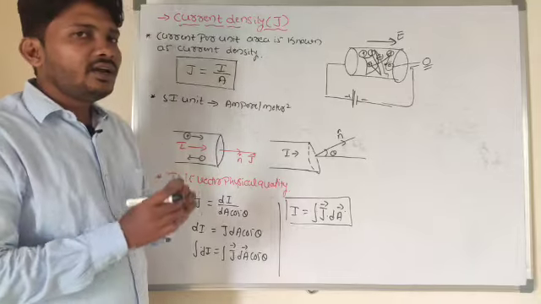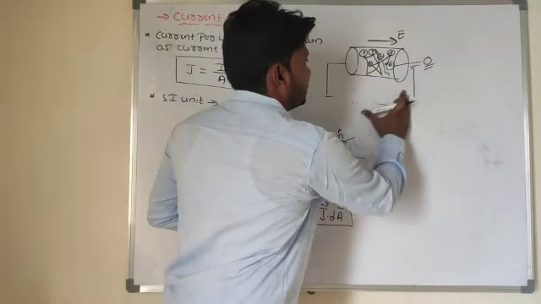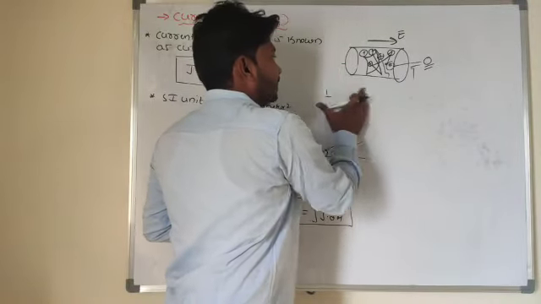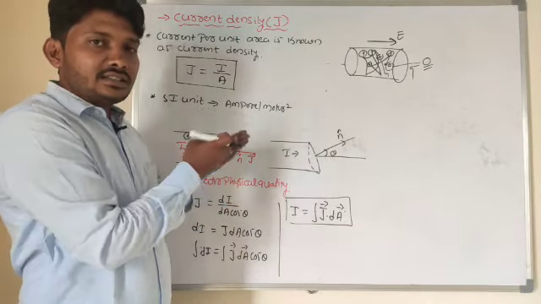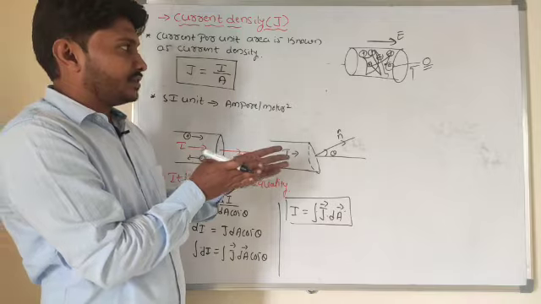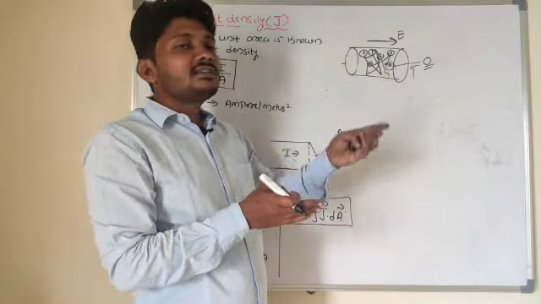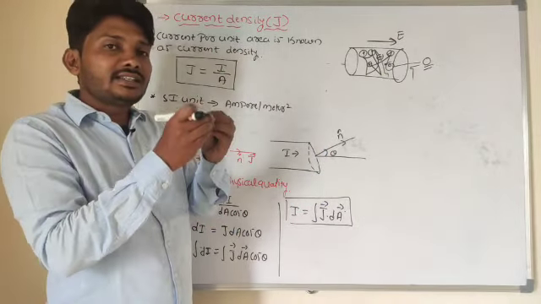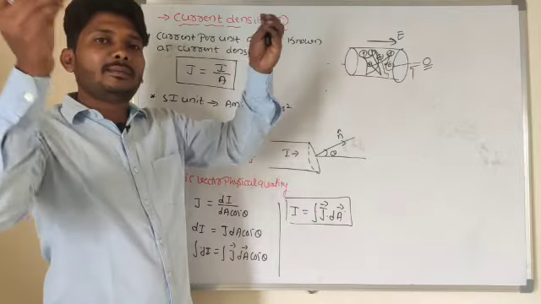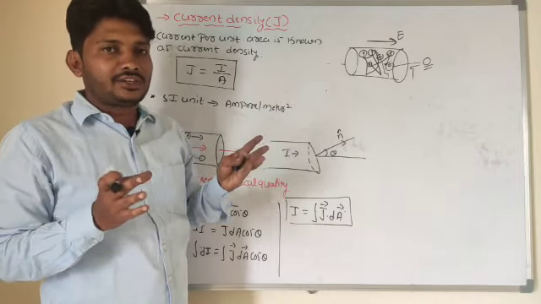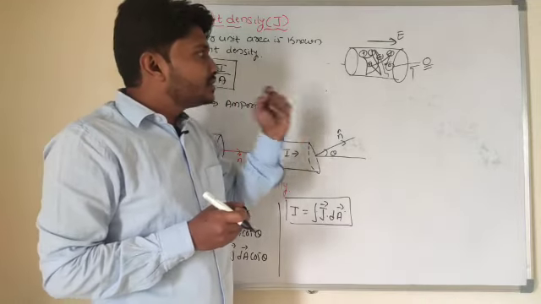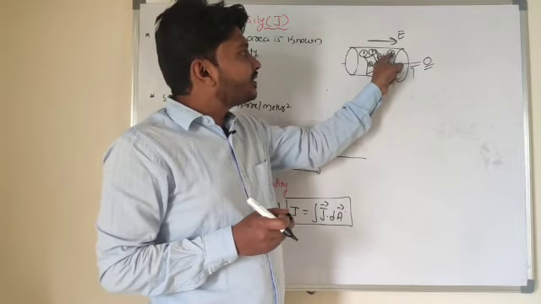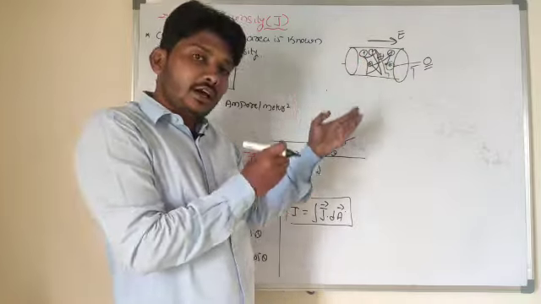Did you get my point? Look here, if you consider one conductor, it consists of free electrons. These free electrons first gain a certain kind of thermal energy. Then they try to move randomly in all possible directions. While moving randomly in all possible directions, this free electron suffers collision with the fixed ions.